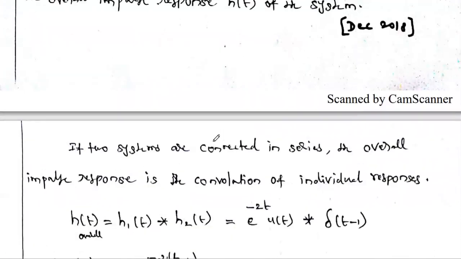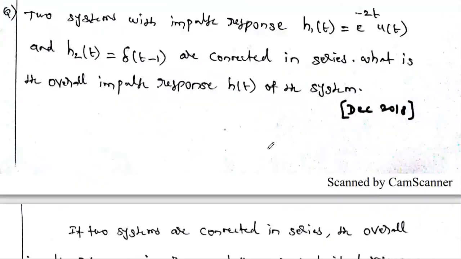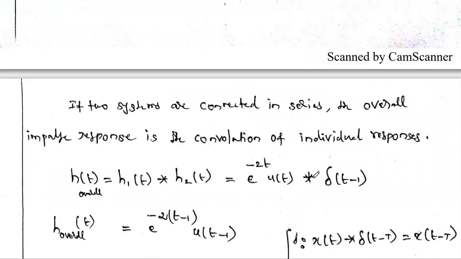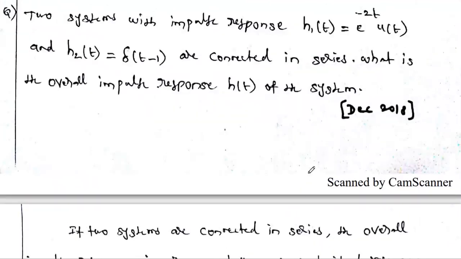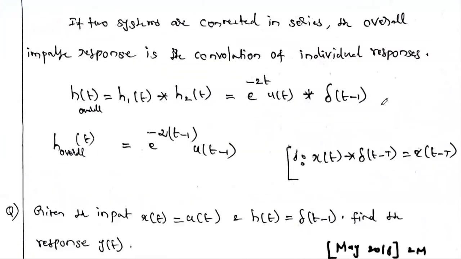So h1 of t is e power minus 2t u of t, convolution with del of, what is h2 of t? h2 of t is del of t minus 1. So in order to find the answer for this convolution, we have one signal, e power minus 2t u of t, convolution with del of t minus 1. What is del of t minus 1? Del of t minus 1 is a shifted impulse.